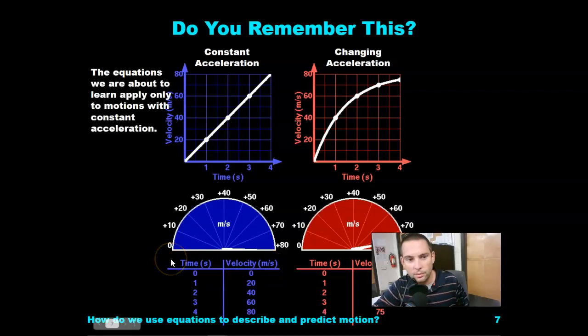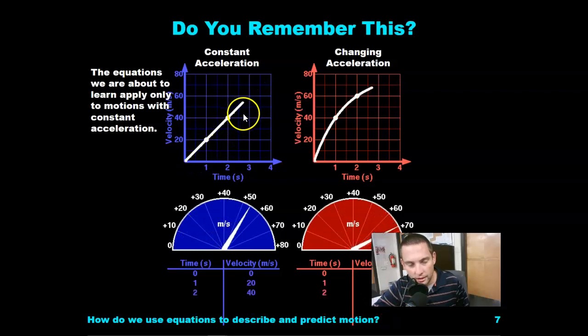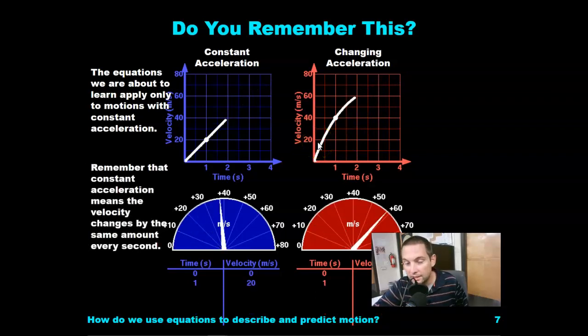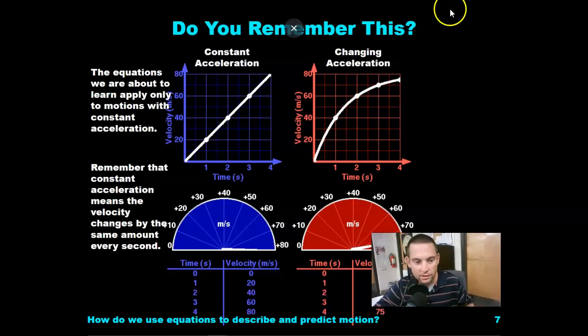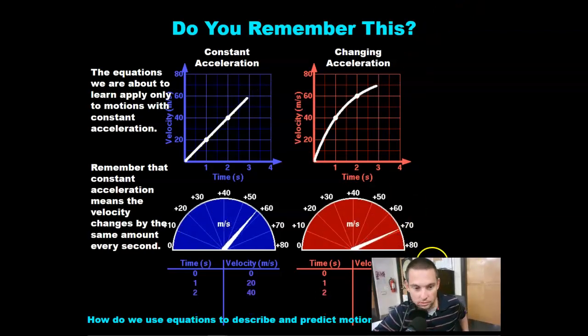Okay. The equations we are about to learn apply to only motions with constant accelerations, only if you have a straight line on a velocity versus time graph. If you have a changing acceleration or a curve on your velocity versus time graph, that means we're going to need to input calculus in here. Okay, so this is going to be your big red flag. Do I need to use calculus or not? If you don't know calculus, then you're probably not going to need to use calculus.